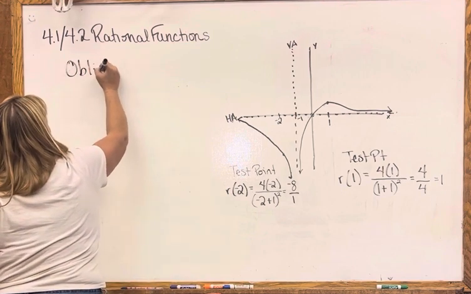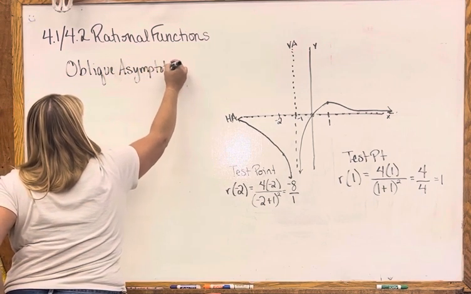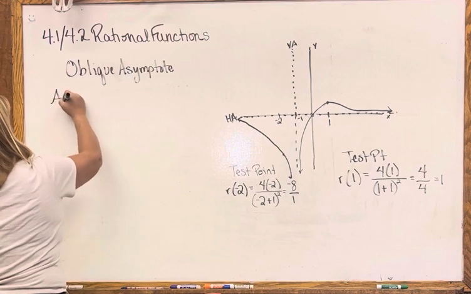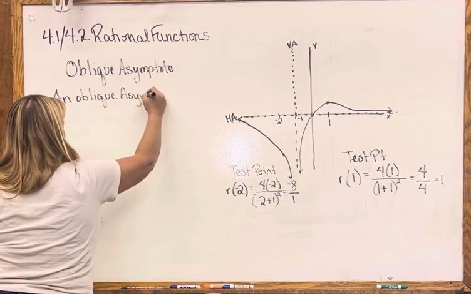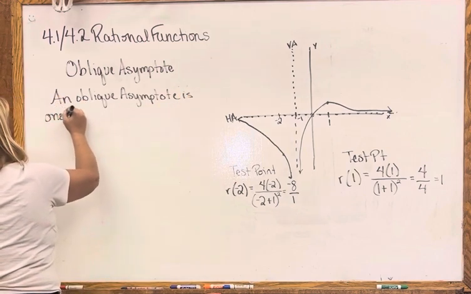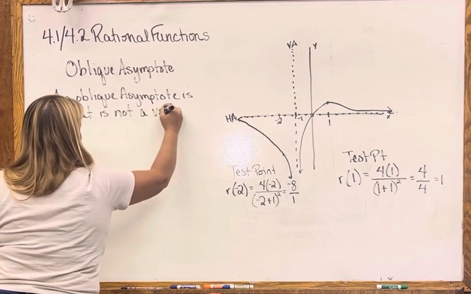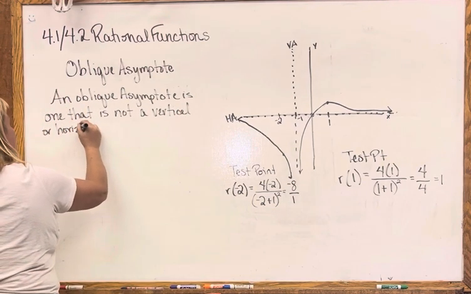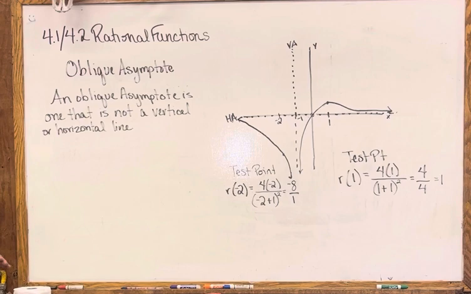And this one is the oblique asymptote. An oblique asymptote is one that is not a vertical or horizontal line. So this could be a diagonal line.